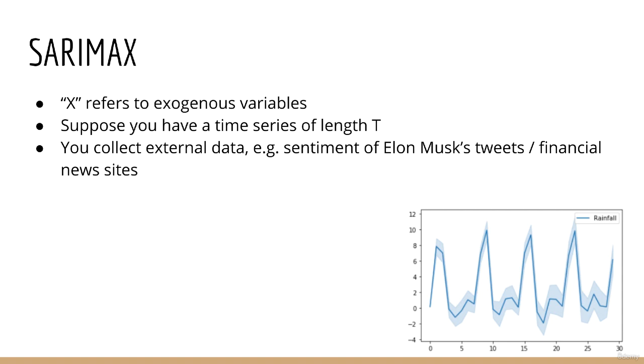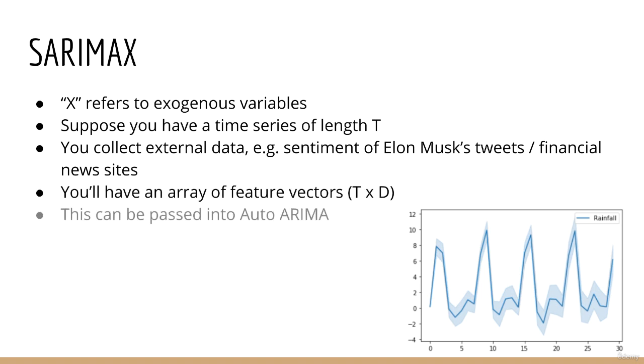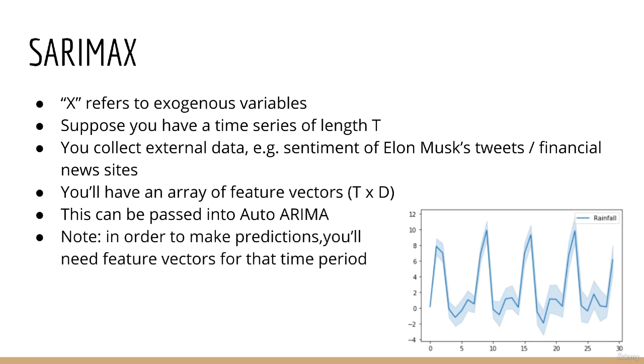You can include this in your model by passing in an array of feature vectors of size T by D into the AutoARIMA function. One caveat to this is that, when you want to make predictions, you have to know what these features are, so you want to consider whether or not this is actually practical for you. In any case, we won't be making use of this, but we will see SARIMAX on our output, so this is just in case you wanted to know what that means. Otherwise, consider this topic outside the scope of this course.